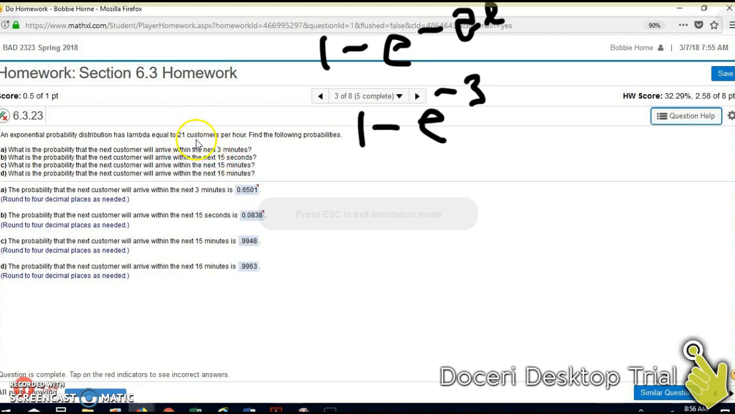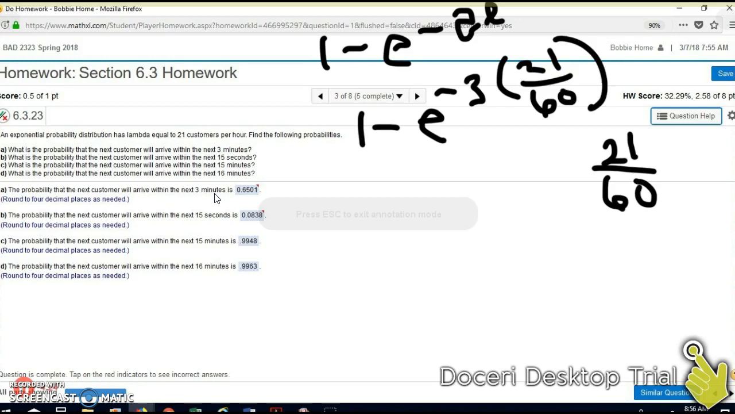Our lambda is 21 minutes per hour, okay? But down here we're looking at minutes. So if it's 21 per hour, we need to change hours to minutes. So how many minutes are in an hour? 60. So you have to do 21 times 60.